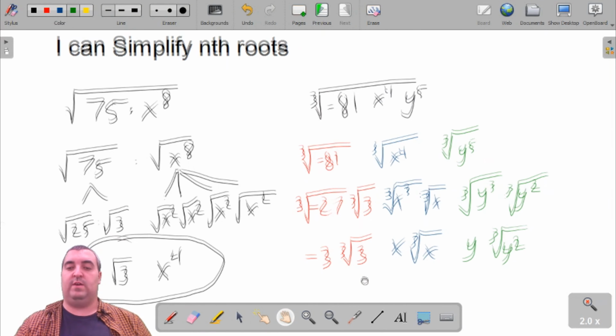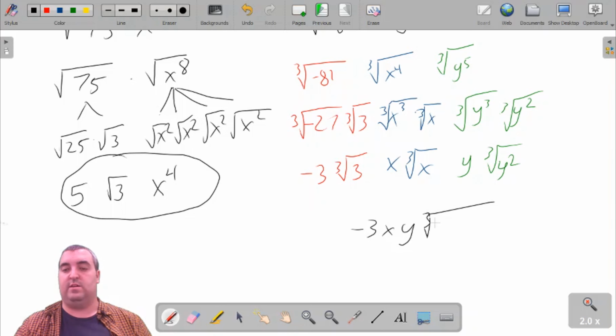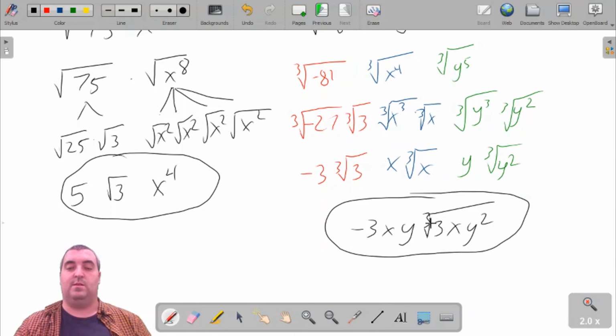So now, because we still have some stuff underneath the root and some stuff outside the root, our final answer is going to be taking all the stuff on the outside and putting it together. So negative 3 times x times y is negative 3xy, and then doing the same with the stuff underneath. So it'd be 3 times x times y squared, and it's the cube root of all of that. So there you go, that is simplifying nth root expressions.